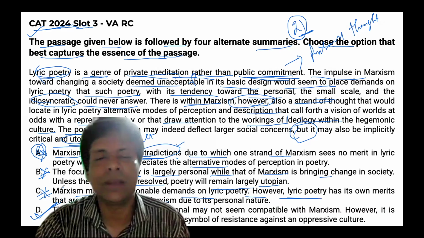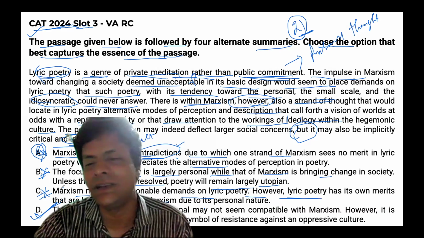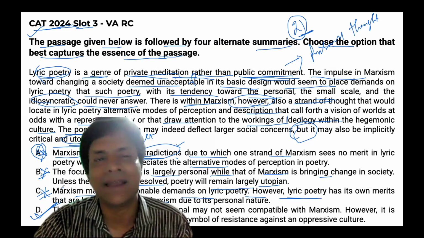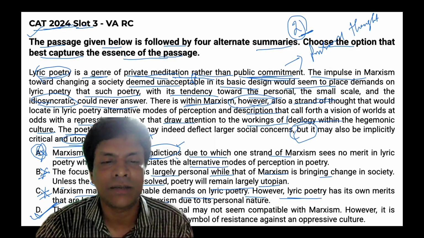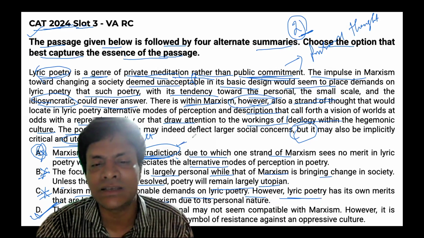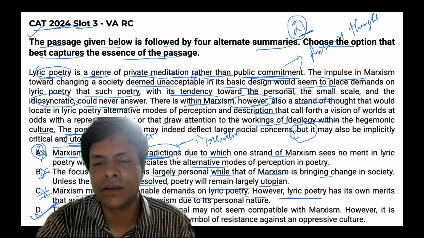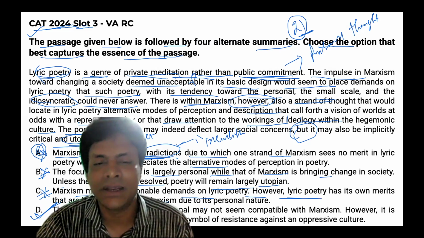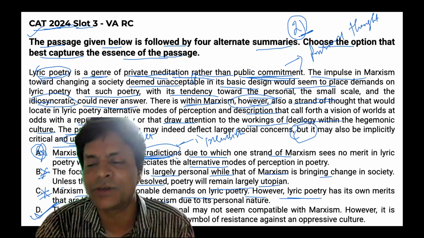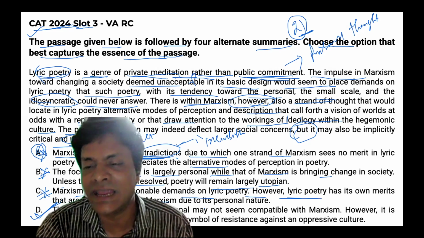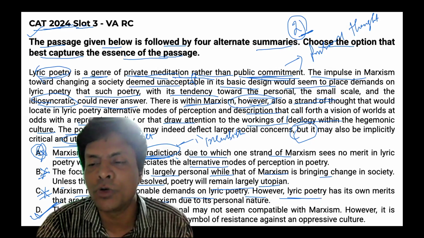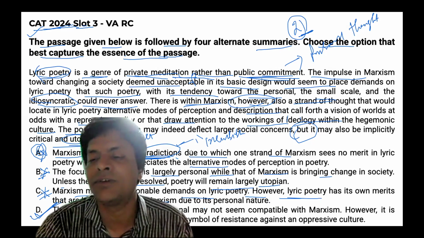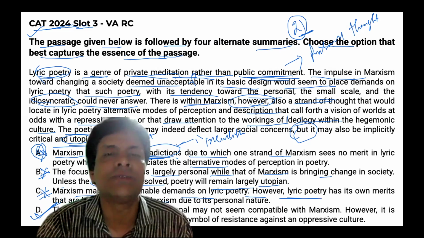But if I look at options A, B, C, I find that the passage doesn't say that Marxism is contradictory or inconsistent with itself. It explains that there are different perspectives within Marxism, but it doesn't say they conflict or oppose each other. The passage focuses more on how lyric poetry might still serve a purpose rather than suggesting Marxism's contradiction.